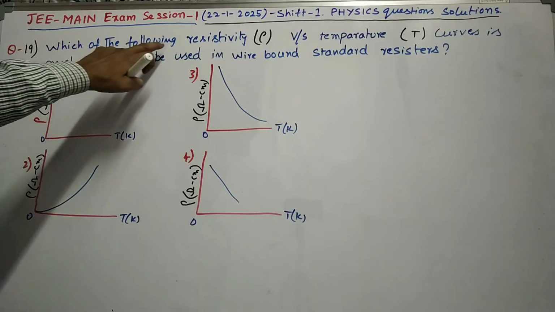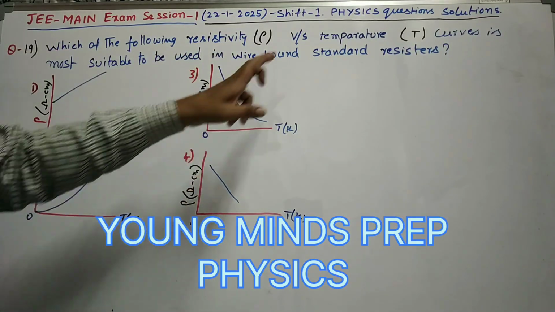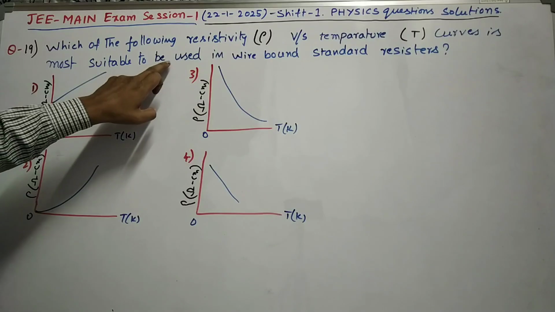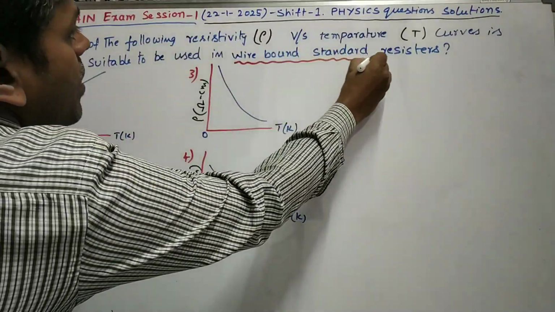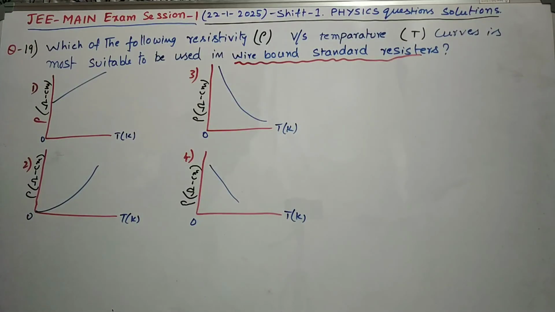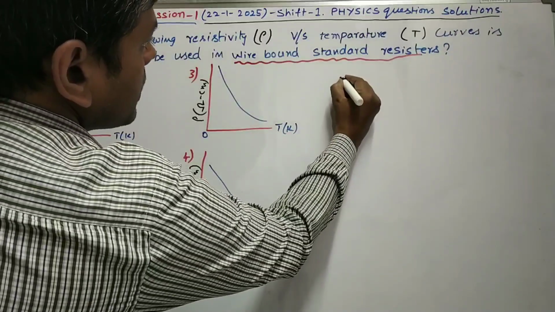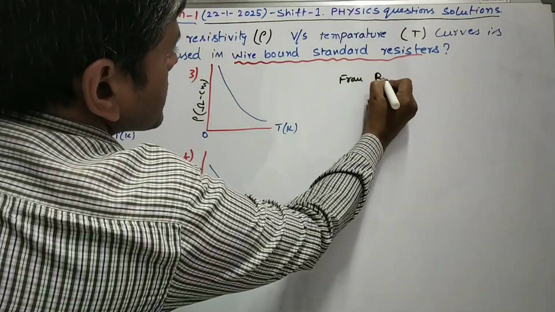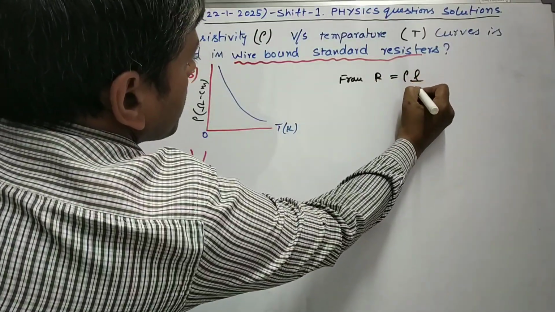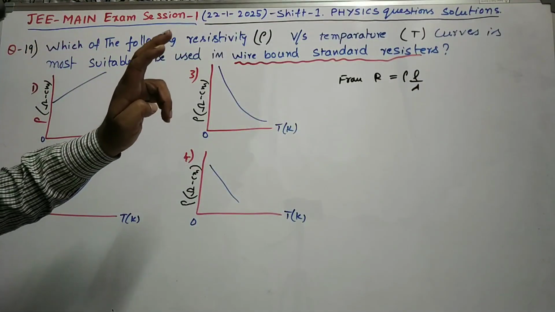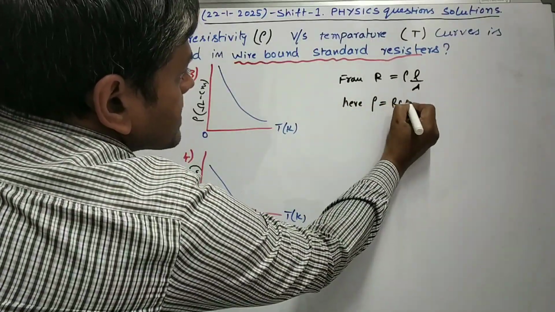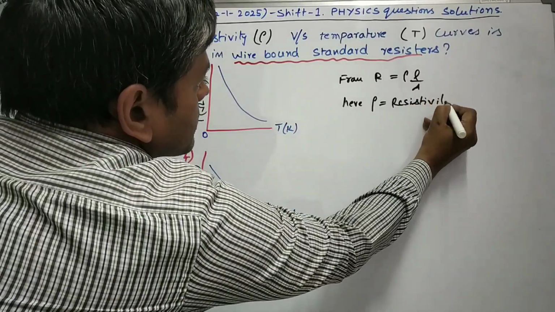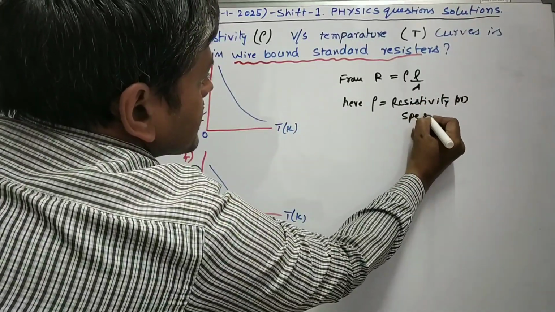The 19th question: which of the following resistivity rho versus temperature T curves is most suitable to be used in a wire bound standard resistor? First of all, what is resistivity? From the definition of resistance, R is equal to rho into L by A. Here rho is called resistivity, or the specific resistance.